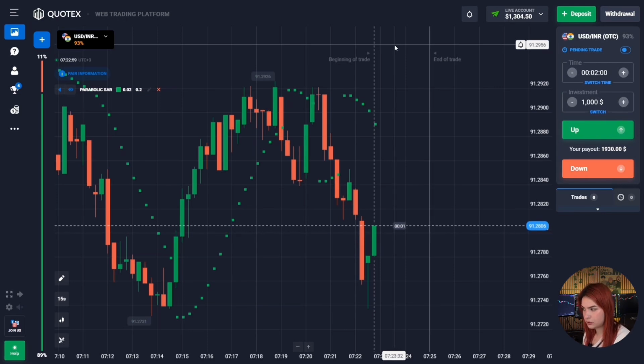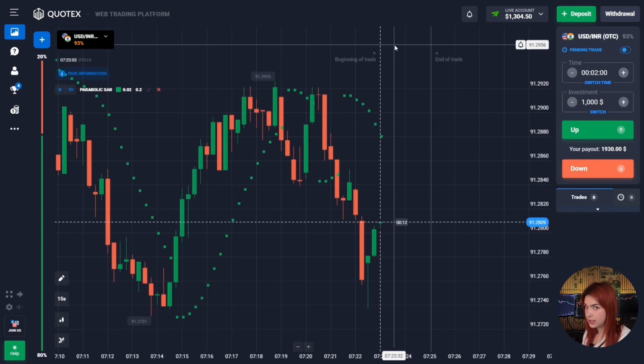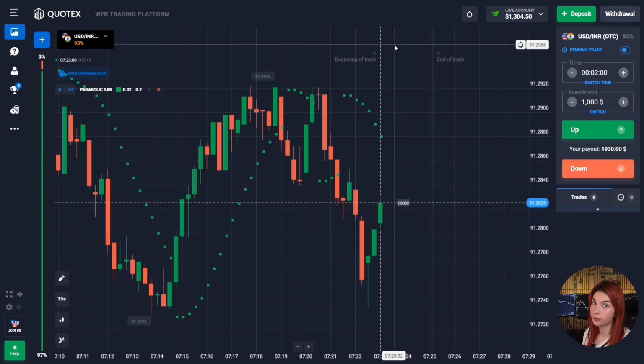And guys, also, as you can see, mostly all the deals were profitable. So we still have a chance to continue our trading session, and we will try to increase our profit even more.